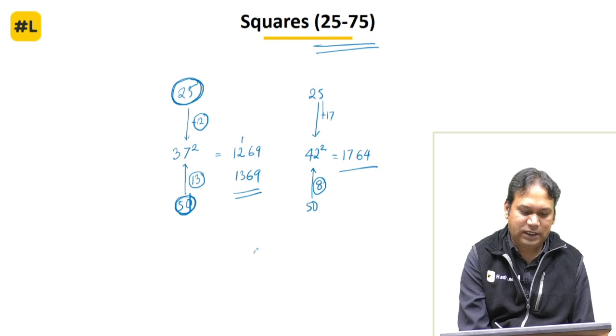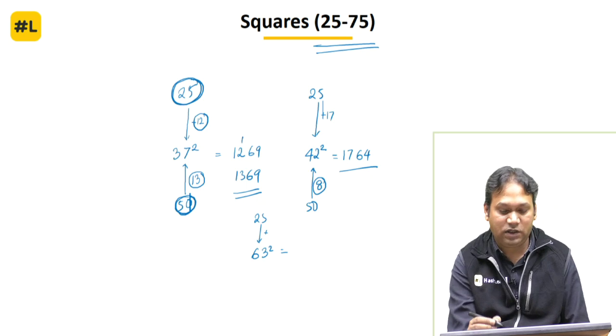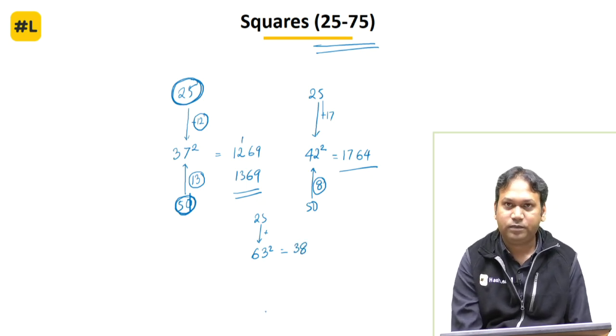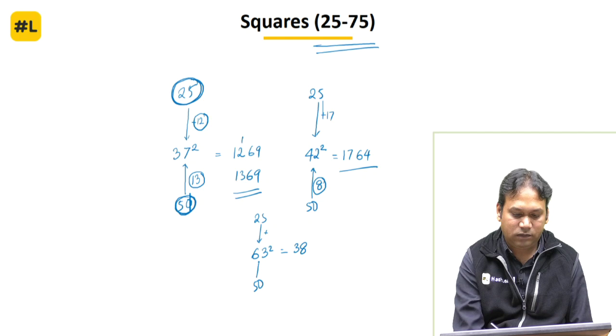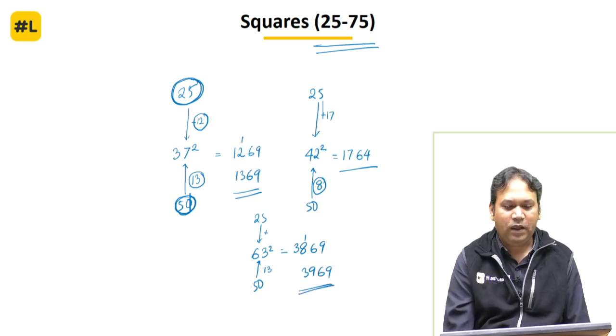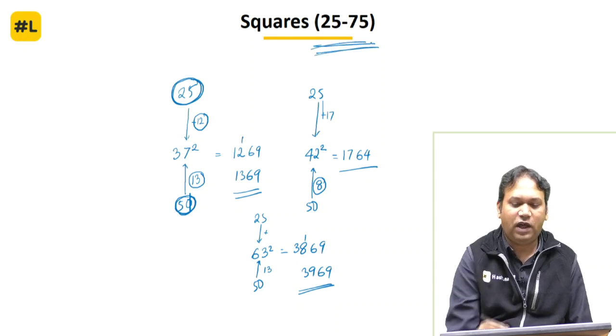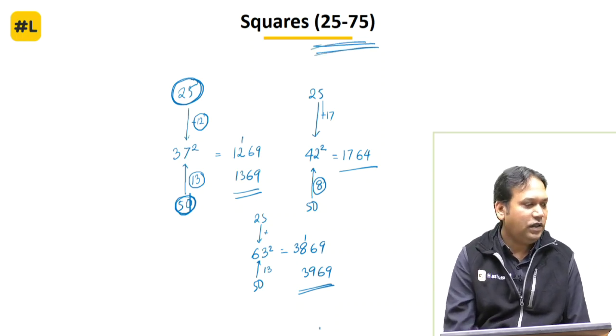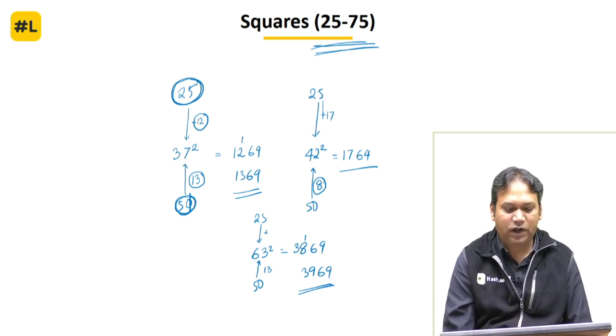Let us take one more example, 63 square. From 25, what is the difference? You see 25 plus 25, 50, and 50 plus 13, so 25 plus 13, 38. And from 50, look at the difference, 13. 13 square, 169, add them, 3969. That is how you find out the square of numbers from 25 to 75 without any difficulty, right? They are following well. Anurag, 1764, answer for 42 square is correct, right?